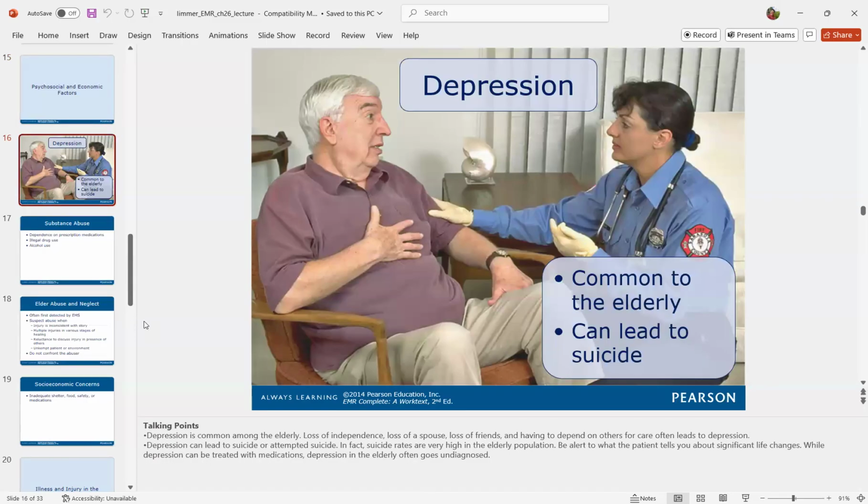Depression is common among the elderly: loss of independence, loss of a spouse, loss of friends. Having to depend on others for care often leads to depression. It can lead to suicide, attempted suicides, or suicidal ideations. In fact, suicide rates are very high in this population. Be alert to what the patient tells you about their significant life changes. While depression can be treated with medications, it is a lot of times undiagnosed in this age bracket.